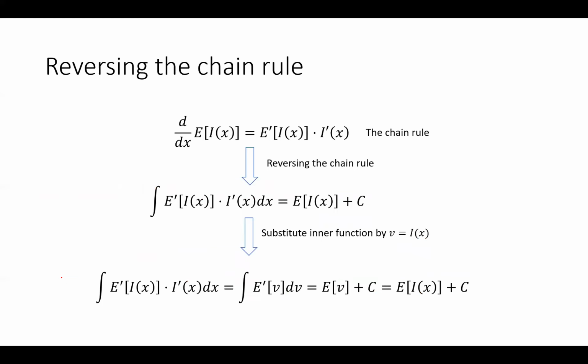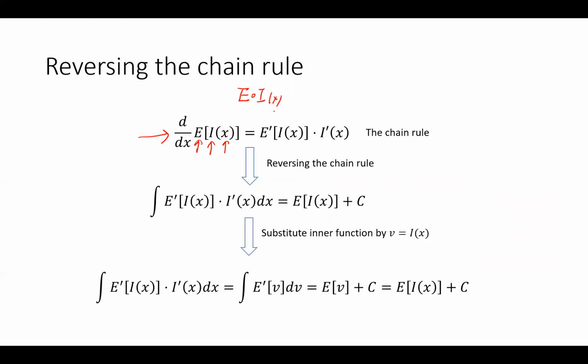Reversing the chain rule. What does this mean? It means that we want to plug in the chain rule and see how it impacts our results. This is our chain rule, which we covered earlier. X first goes through a transformation, the function of I, and then the function of E. This is a composite function, which we can also express as a composite function of X.